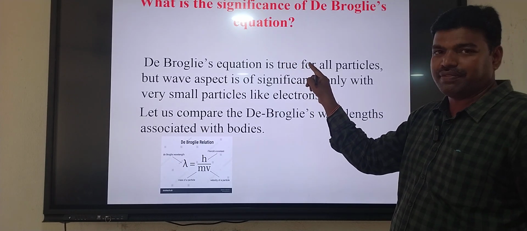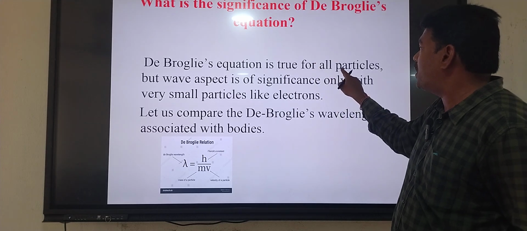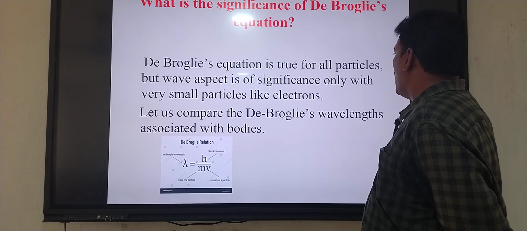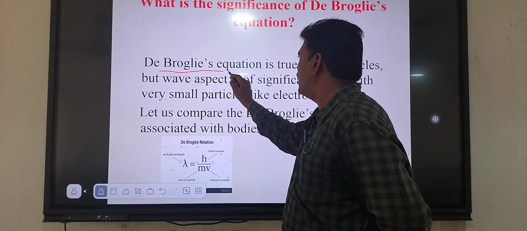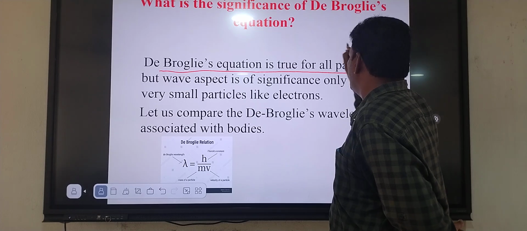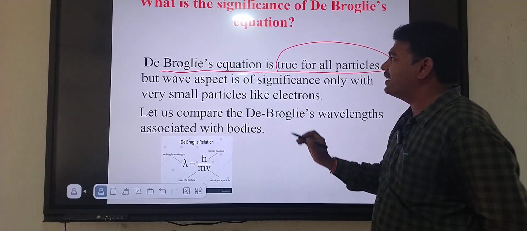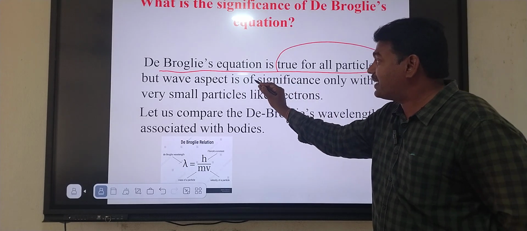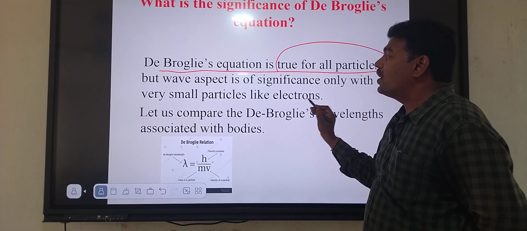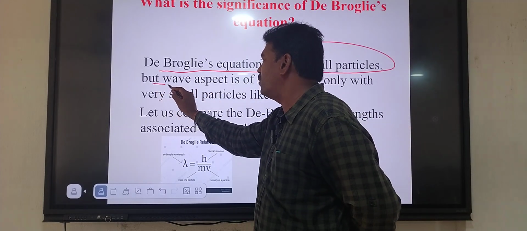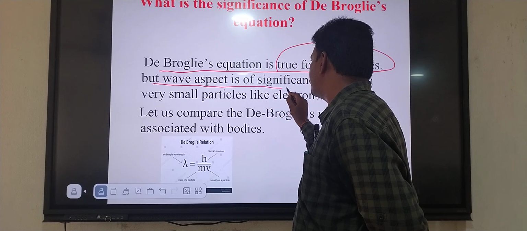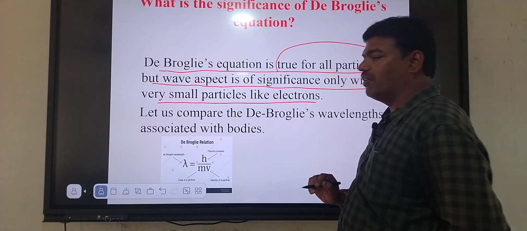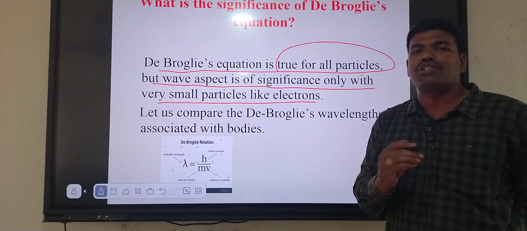De Broglie's equation is true for all particles. It should be kept in your mind that de Broglie's equation is true for all particles, but the wave aspect is of significance only with very small particles like electrons. Now you should note this point. I shall explain, and I shall give the examples also.